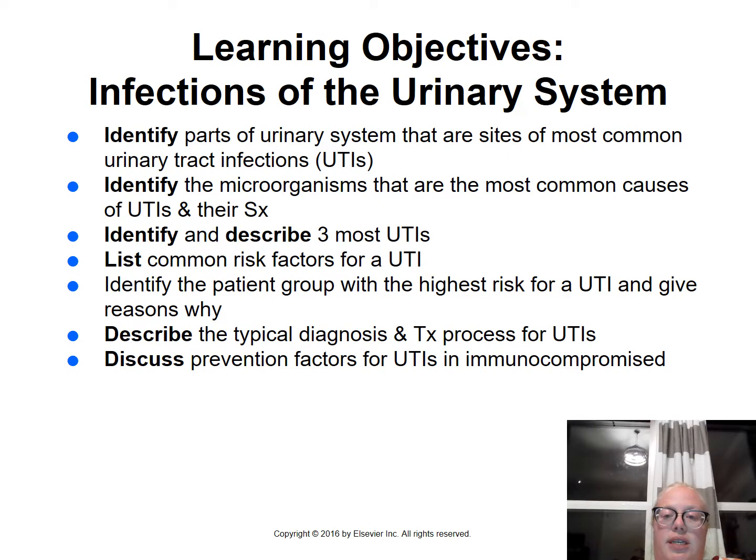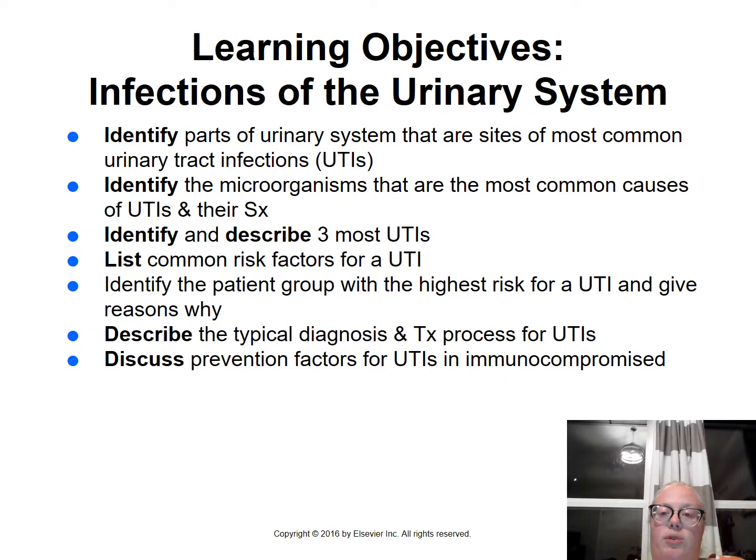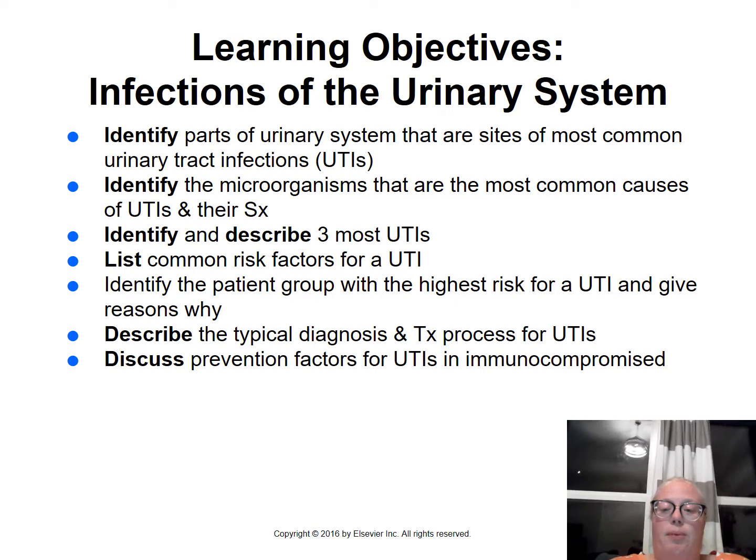Here are the learning objectives. These may help you to guide your studying. We're going to identify parts of the urinary system that are the most common sites of urinary tract infections, or UTIs. We're going to identify the microorganisms that are the most common causes of UTIs and their symptoms. We are going to identify and describe the 3 most common UTIs, list the common risk factors for a UTI, identify the patient group who has the highest risk for a UTI and give reasons why, and then describe the typical diagnosis and treatment process for UTIs, and finally, discuss prevention factors for UTIs in immunocompromised patients.